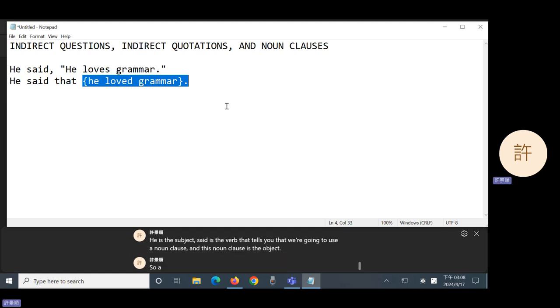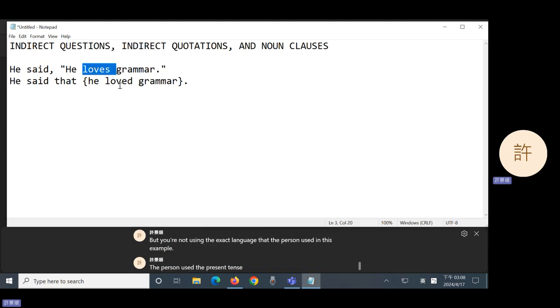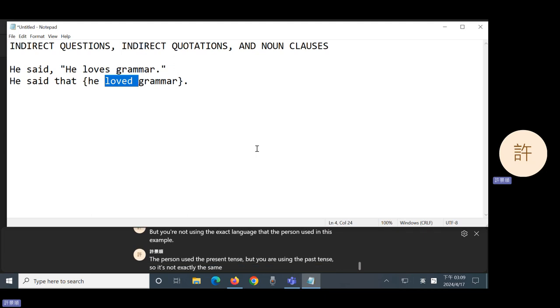So a noun clause is a complete sentence that is used as a noun. When it looks like this, it is an indirect quotation. You are giving the meaning of what the person said, but you're not using the exact language that the person used. In this example, the person used the present tense, but you are using the past tense. So it's not exactly the same. You cannot add quotation marks.